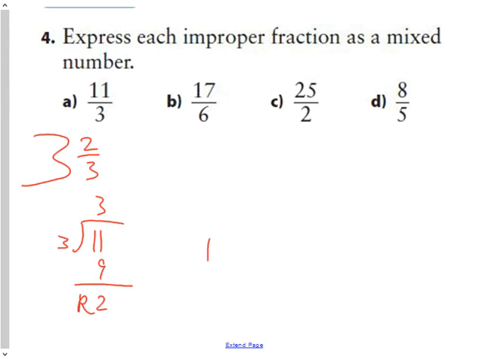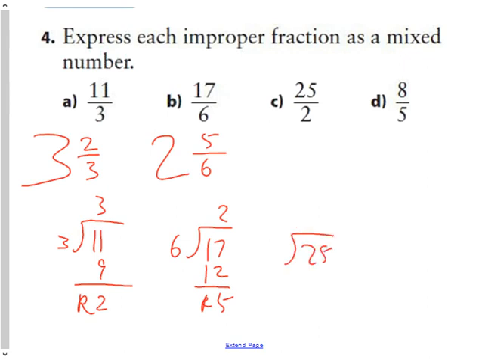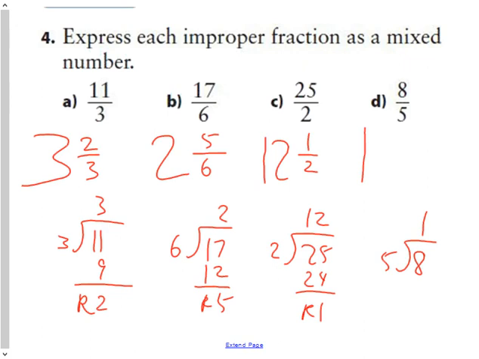For 17/6, how many 6s are there in 17? There's 2. That's your whole number. 2 6s is 12. Remainder 5. That 5 will be your numerator over the original denominator of 6. How many 2s in 25? There are 12. Remainder 1, which means 12 is your whole number. The remainder goes there, and your denominator stays the same. And finally, how many 5s in 8? There's 1. Remainder 3. So your answer is 1 3/5.